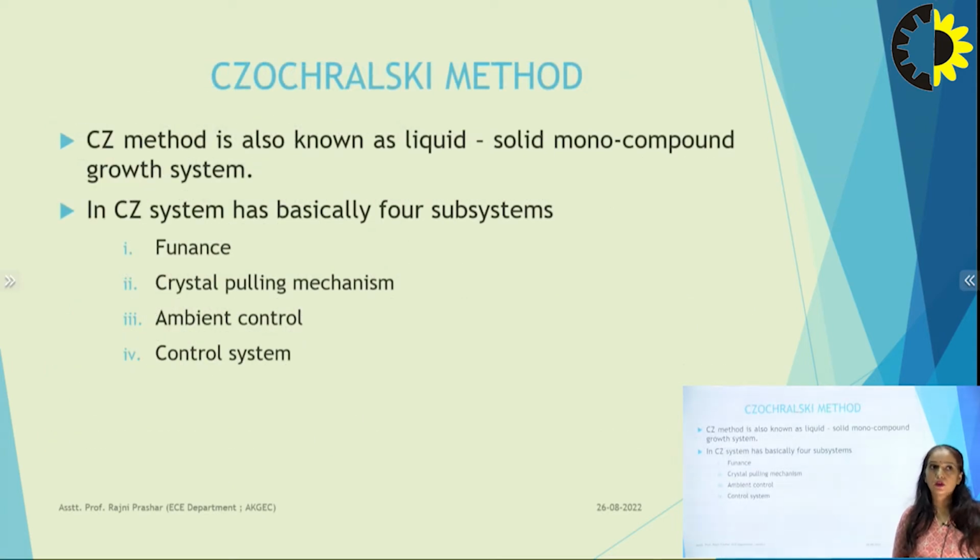These days the Czochralski method is most commonly preferred for the growth of single crystalline wafer, or single crystalline ingot, we can better say, because we have to make a cylindrical ingot, which will be cut into slices, and those slices will be further used as wafers for IC fabrication technology. The CZ method is also known as the liquid solid monocompound growth system. In the CZ method, we have basically 4 subsystems: first the furnace, then the crystal pulling mechanism, then ambient control, and the control system.